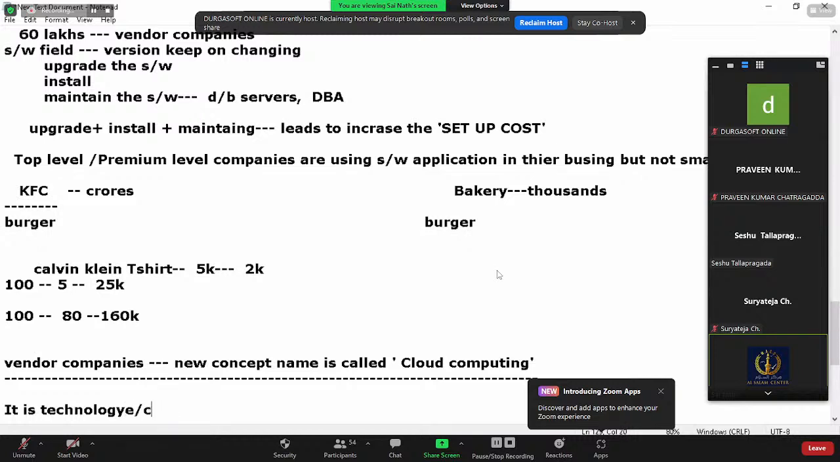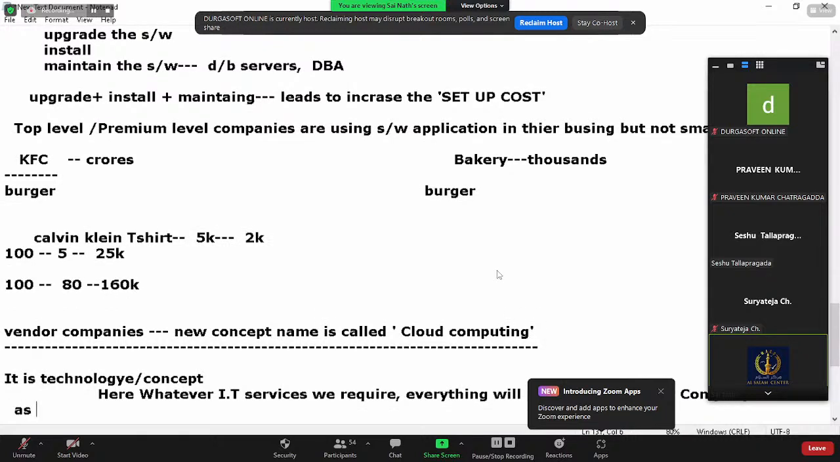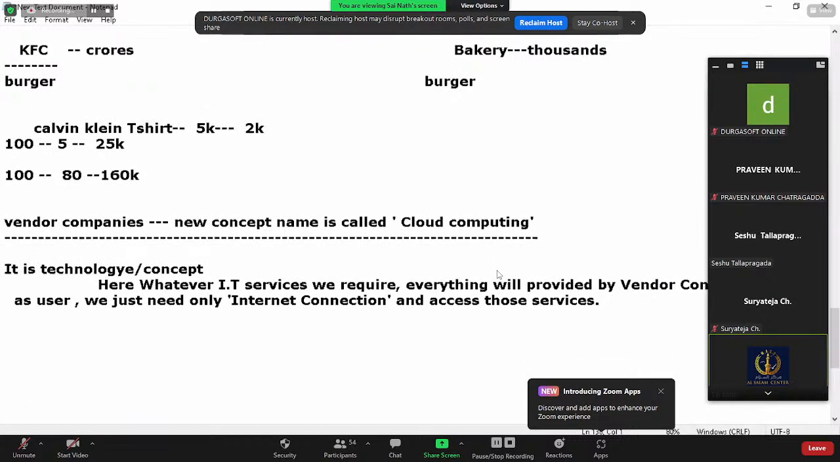Or I can say it is a concept. In this technology, whatever IT services we require, everything will be provided by whom? Vendor company. As a user, we just need only internet connection to access those services. This is the simple meaning of what cloud computing.